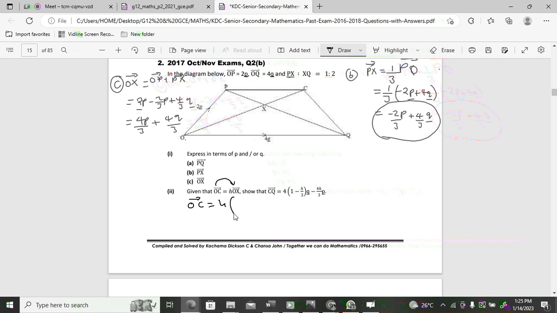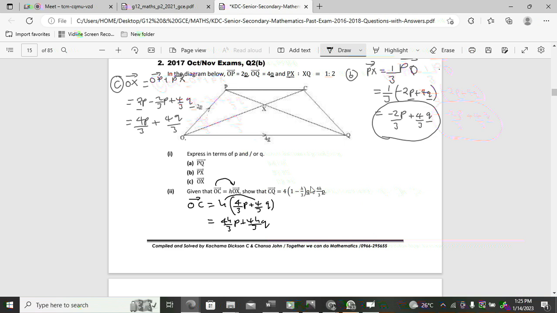What is OX? I'm going to put it in brackets. OX we found to be 4 over 3 P plus 4 over 3 Q. And then I'll multiply by the H. So H times the 4 on top gives 4H over 3P, and then the same H times this one gives 4H over 3Q. Do we get that?